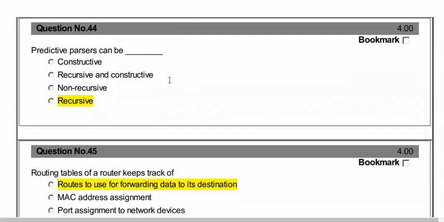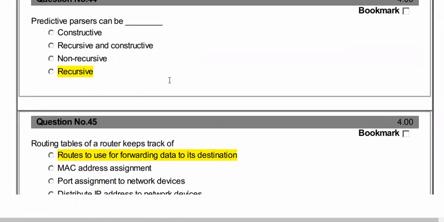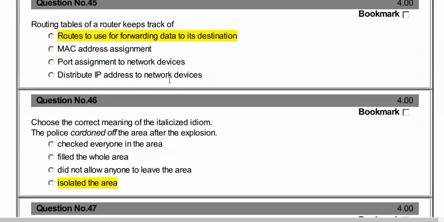Predictive parsing can be option D, the right option: recursive. Predictive parsing can be recursive. The routing table of a router keeps track of option A, routes to use for forwarding data to its destination.